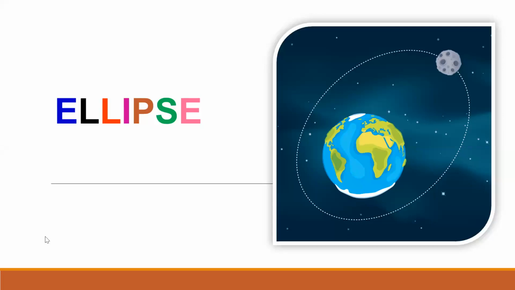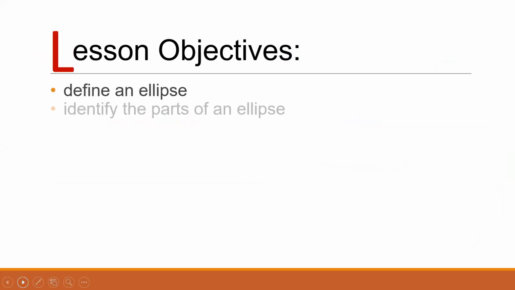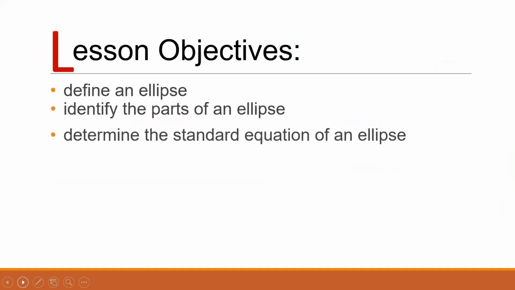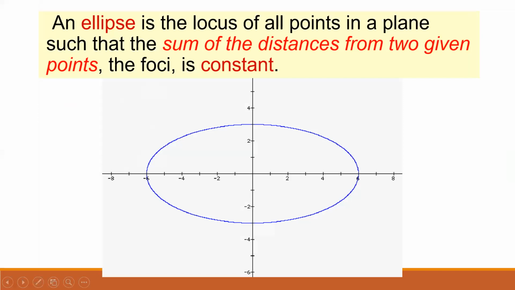Okay, so for our today's discussion, we have the ellipse. So what are the lesson objectives that we have? Let's see. First is to define, of course, an ellipse, identify its parts, determine its standard equation, and of course, to graph an ellipse. So first we define what an ellipse is.